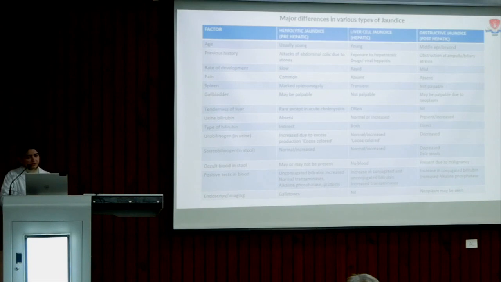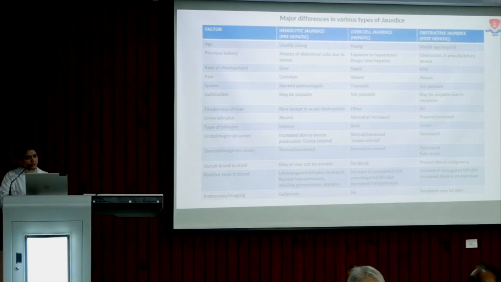Now we'll discuss the major differences in the different types of jaundice. In hemolytic jaundice, the age group affected is usually young. In hepatic jaundice, it is usually the young age group that is affected, and in obstructive jaundice, middle age and beyond are affected. Now, a hemolytic jaundice patient would present with a previous history of attacks of abdominal colic. A hepatic jaundice patient would present with previous exposure to hepatotoxic drugs, and obstructive jaundice will present with obstruction at the ampulla or biliary atresia. The rate of development of hemolytic jaundice is slow, hepatic is rapid, and post-hepatic is mild.